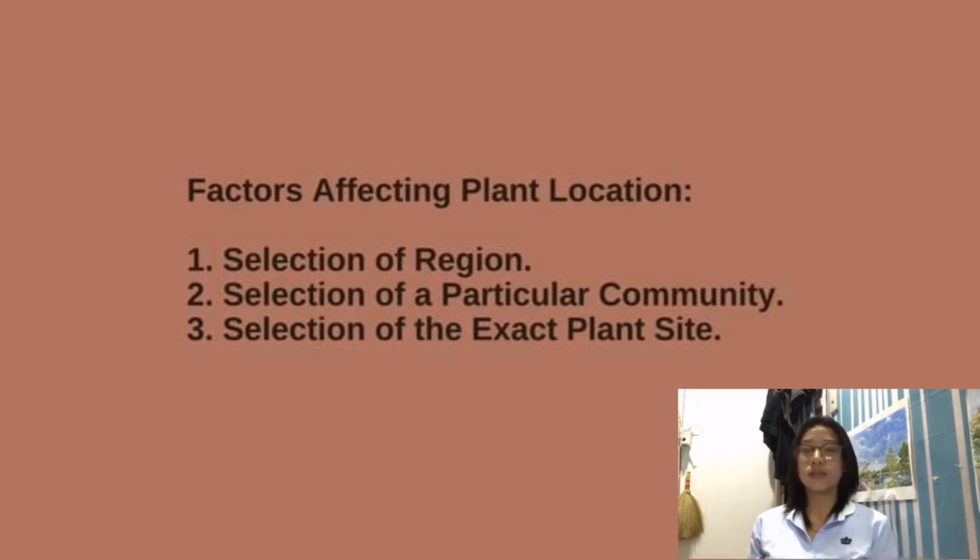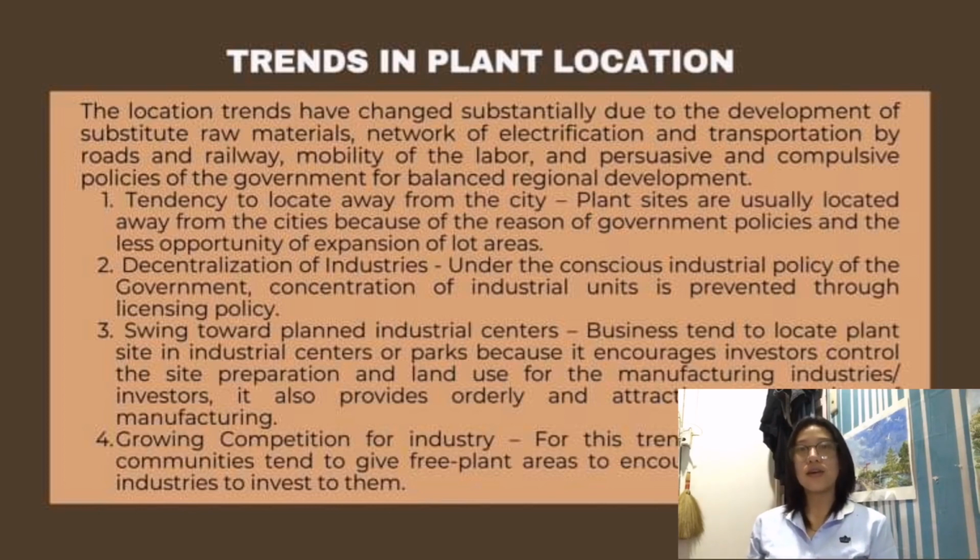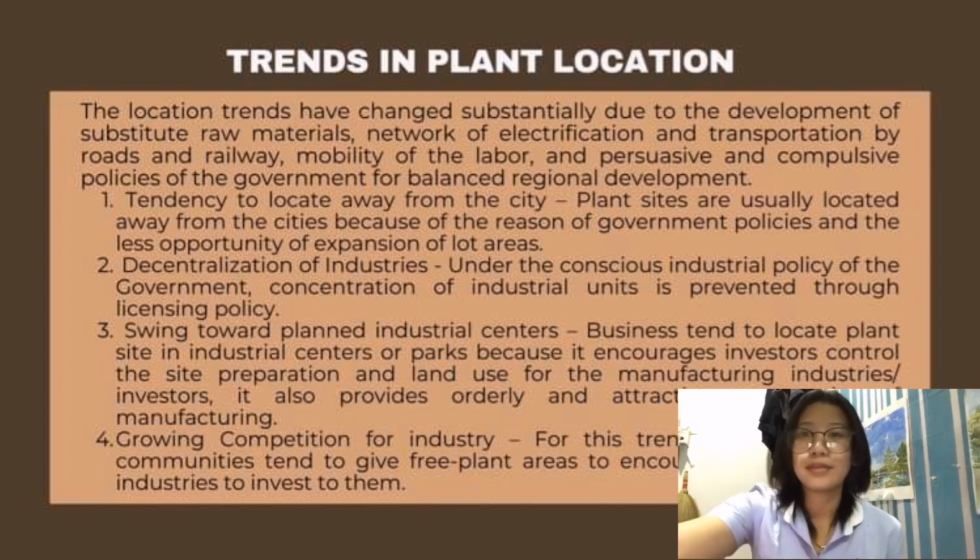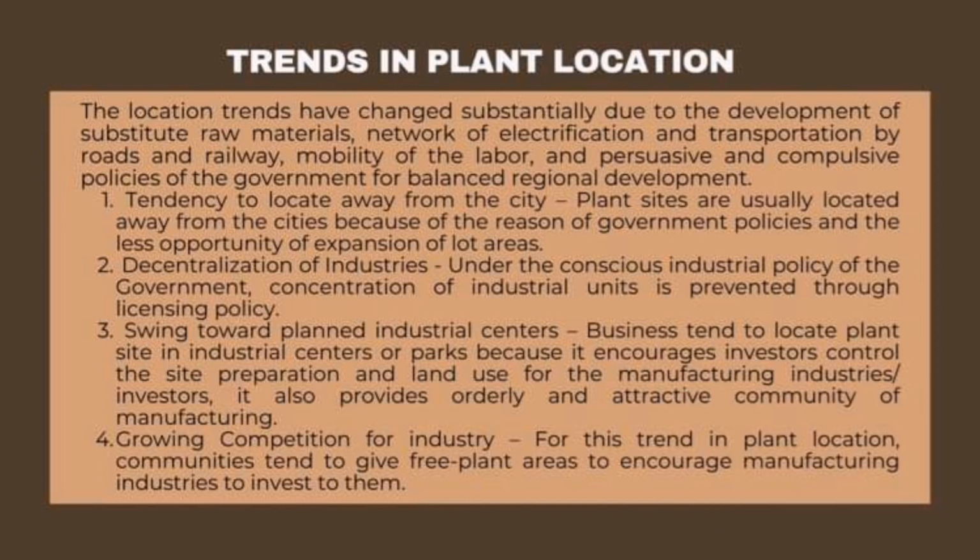There are three factors affecting plant location. The first one is selection of region. Second is selection of a particular community. And the third one is selection of the exact plant site. These are the trends in plant location. The location trends have changed substantially due to the development of substitute raw materials, network of electrification, and transportation by roads and railways, mobility of the labor, and persuasive and compulsive policies of the government for balanced regional development.